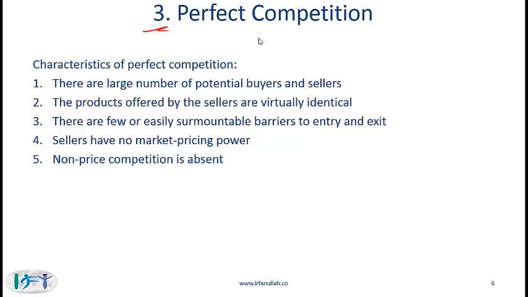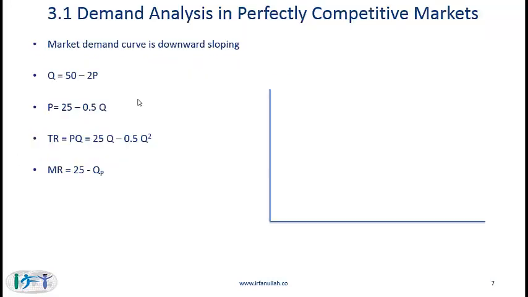In section 3, we talk about perfect competition in detail. Here are the characteristics again. You saw these on the previous slide, so you can read them again. Demand analysis in perfectly competitive markets. The market demand curve is downward sloping. And the reason is, if we take the market for oranges, for example, consumers like to buy oranges, but if the price of oranges increases, then obviously the overall demand for oranges will go down.